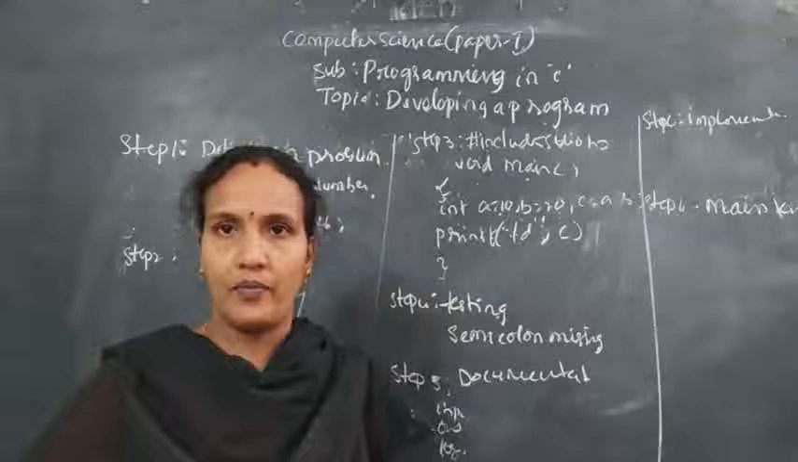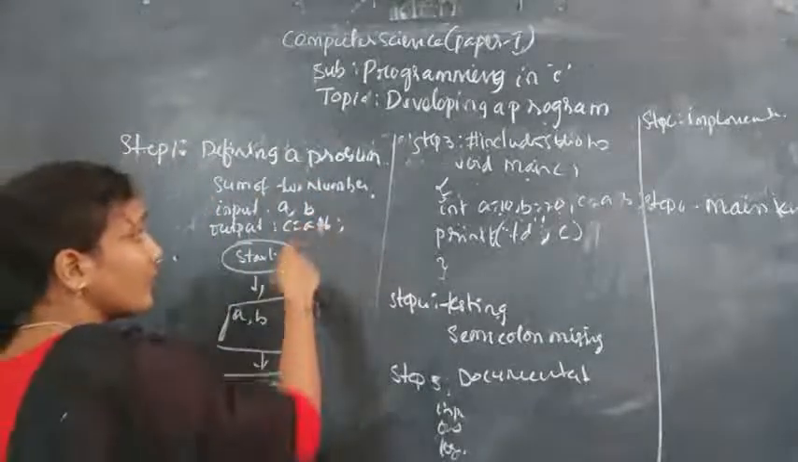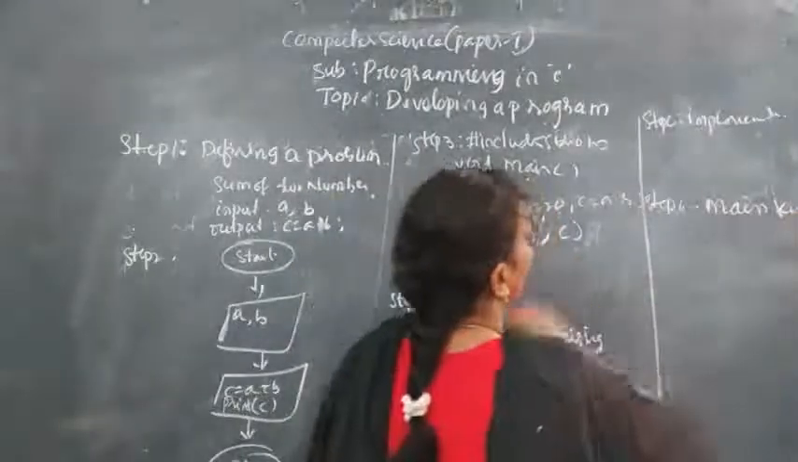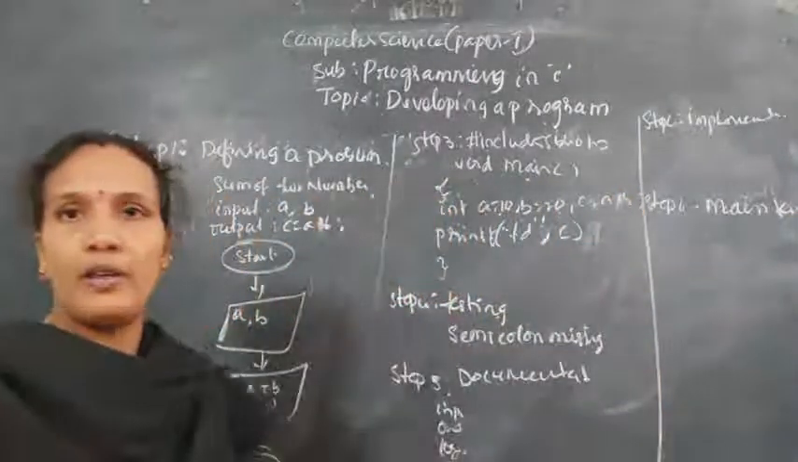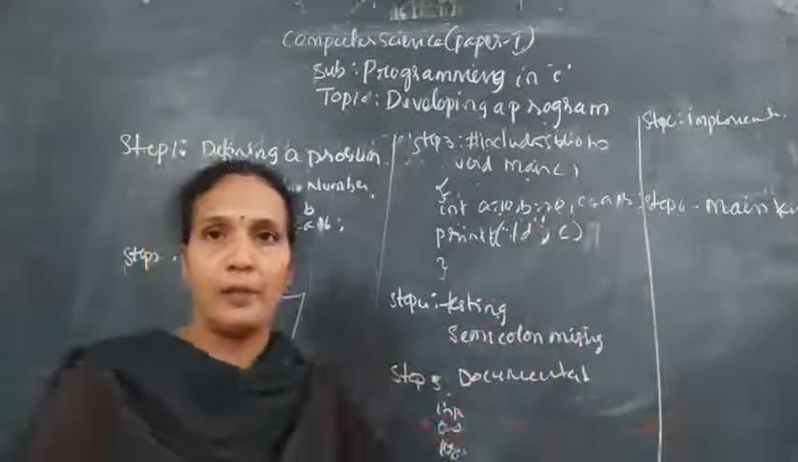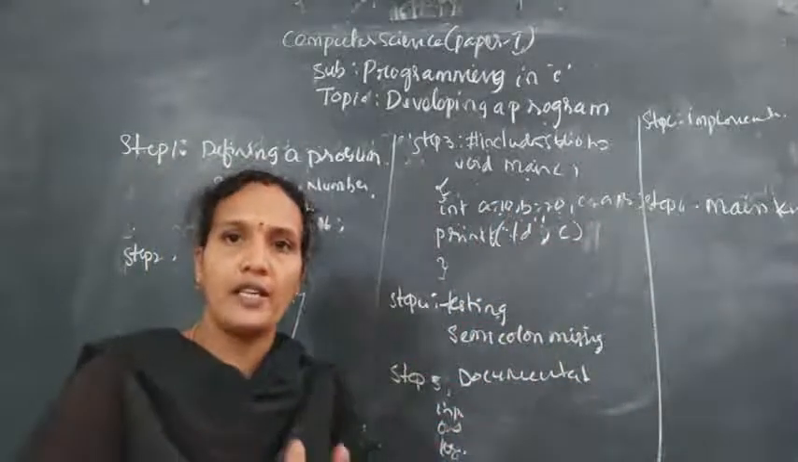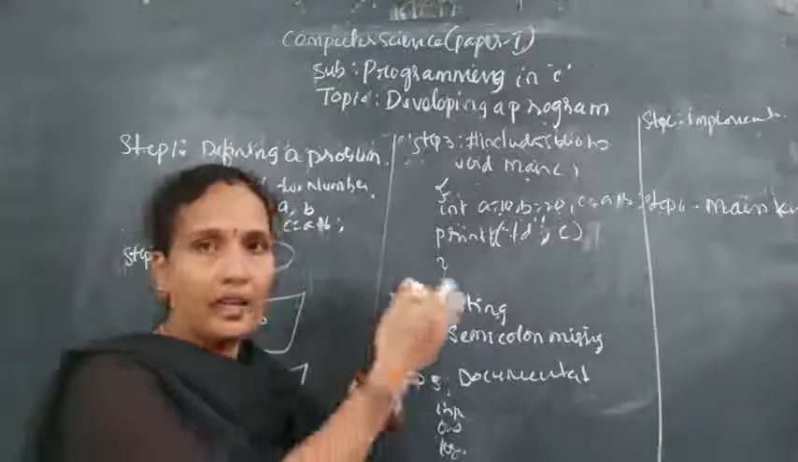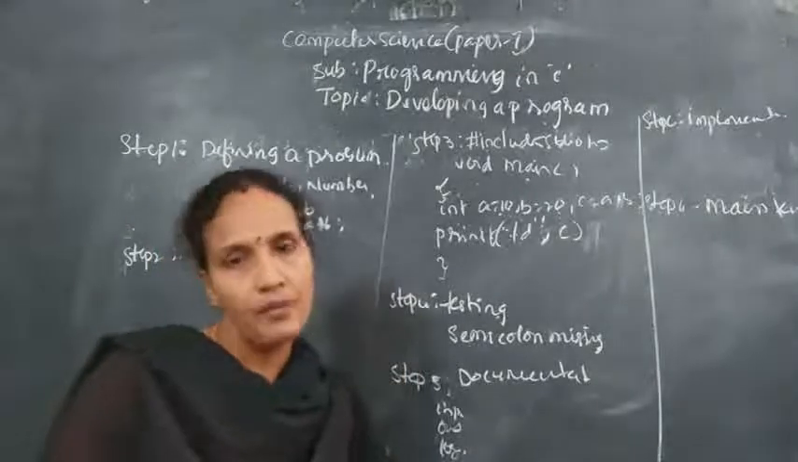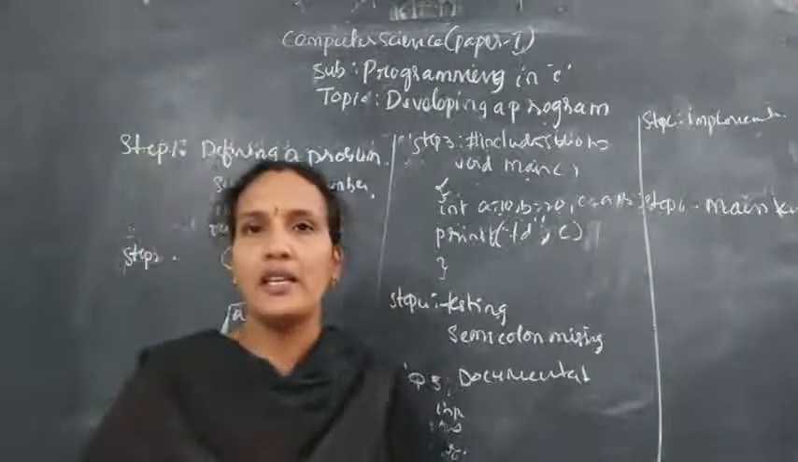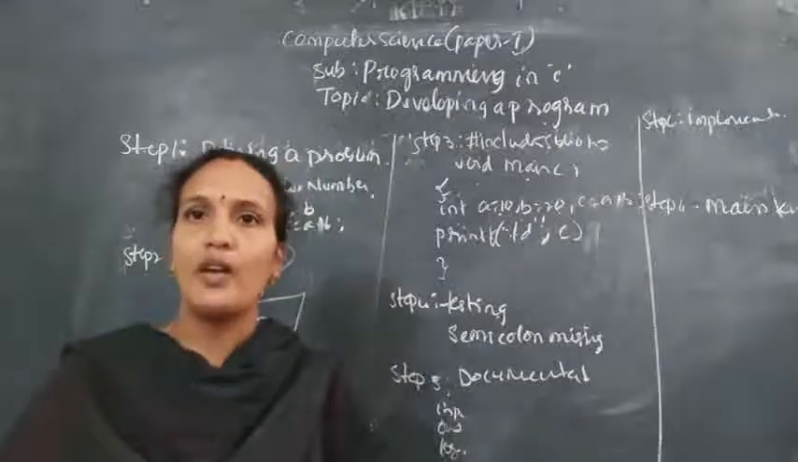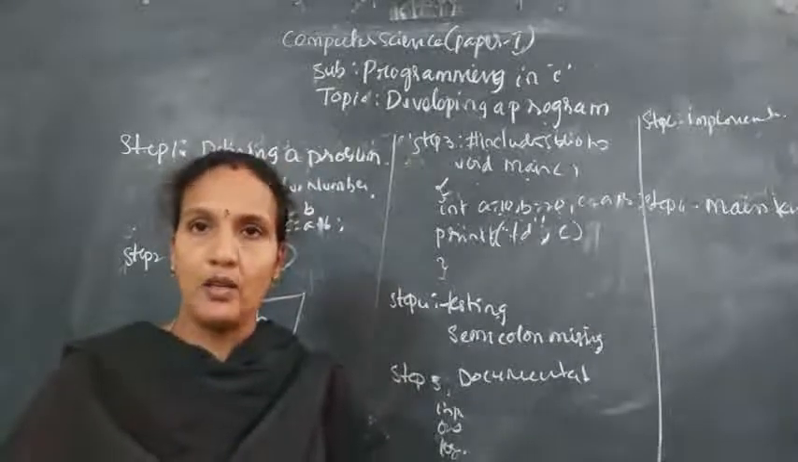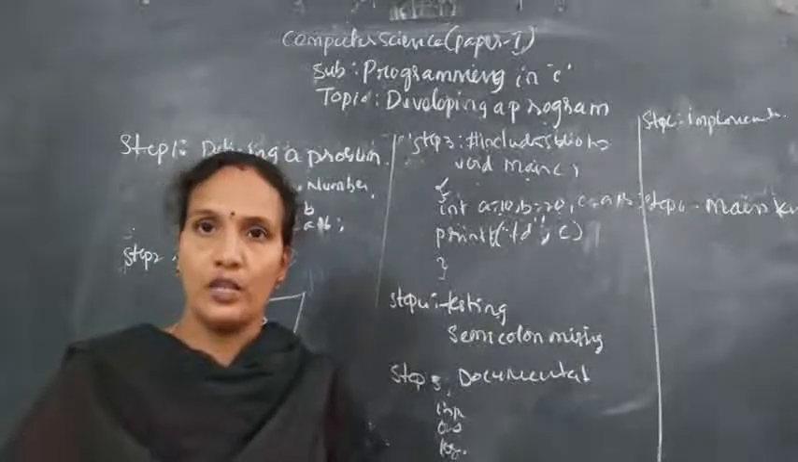Or if you are changing, for example, the A value and B value, instead of A equals 10, B equals 20, I am giving 20 and 30. If you are changing anything, again you need to update everything. That is called maintenance. So these are the simple steps when you are developing a program. What is the procedure? What steps you need to follow?